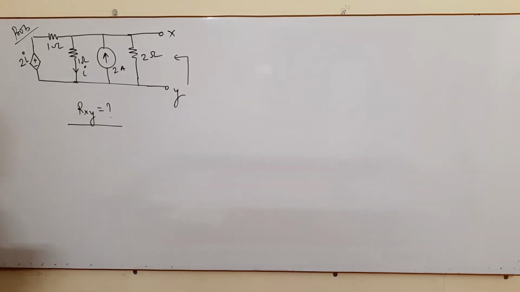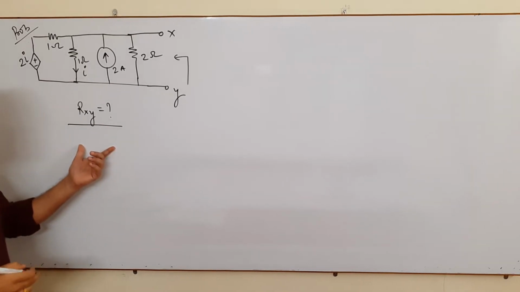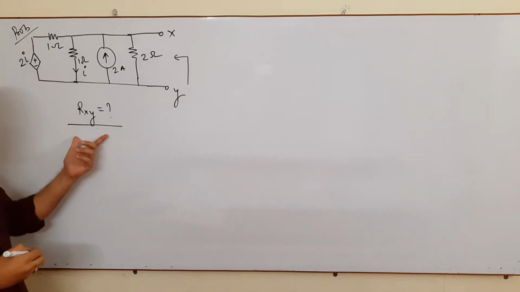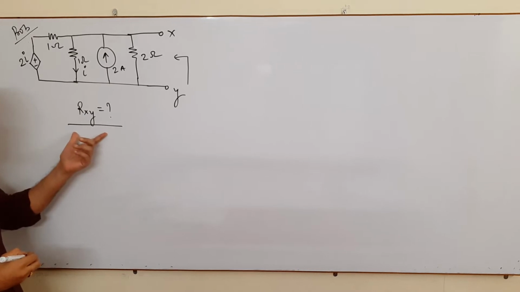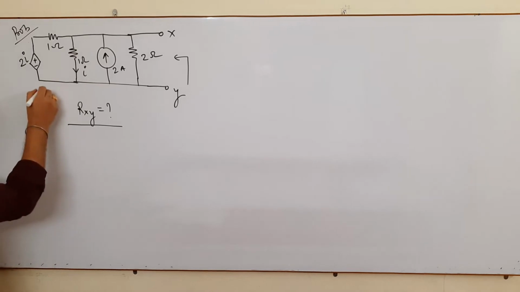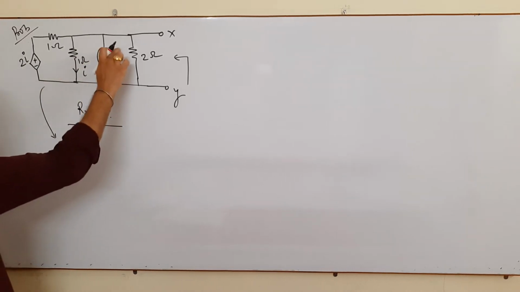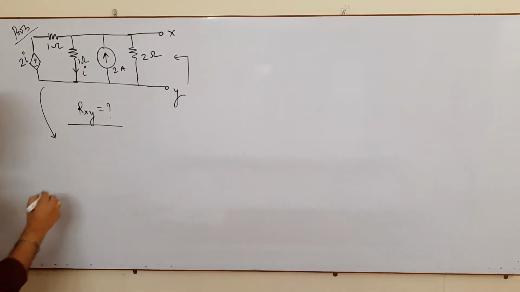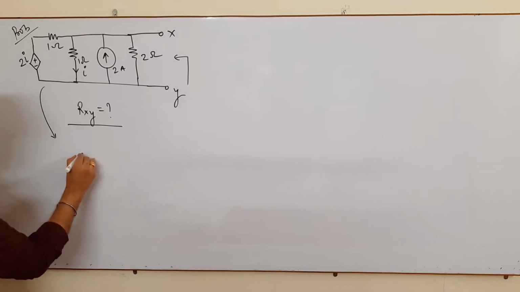So friends, this is your next problem. This was a GATE question. This was a 1 mark question in which you have to find the value of Thevenin's resistance RXY. Okay, RXY is your Thevenin's resistance. So we will see how we find this Thevenin's resistance. Here it is an independent source, this is an independent source. So we will first redraw this network.